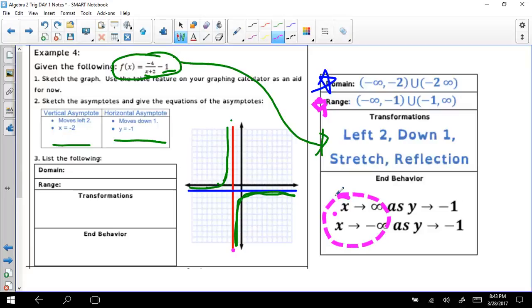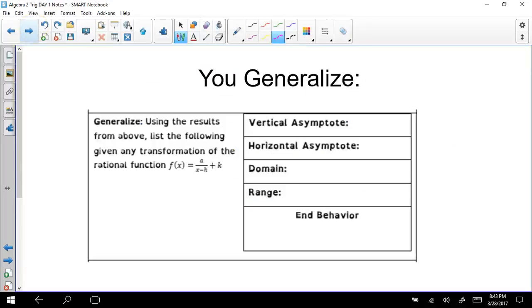All right, we're going to go on to the next piece. You can generalize this on your own. If you take any rational equation, what would you say to somebody? How would you get the vertical asymptote? How would you get the horizontal asymptote? What would the domain be? What would the range be? What would the end behavior be? You can come up with that on your own, and then when I see you again, probably Friday, we can talk about that and make sure you have the right answers filled in.